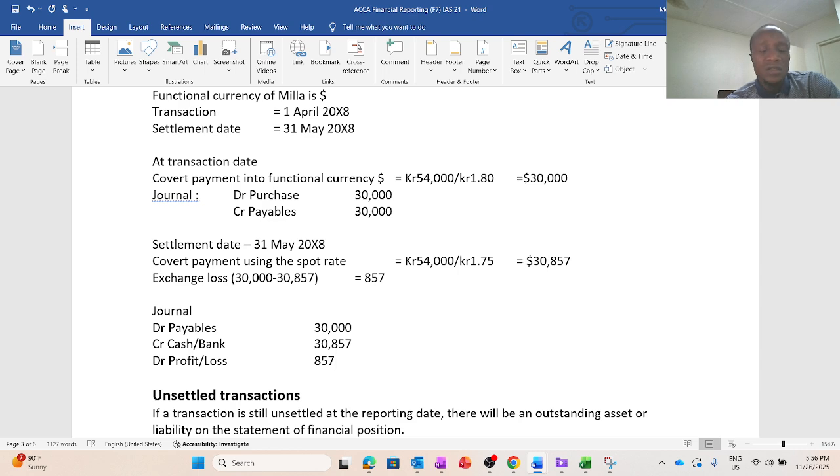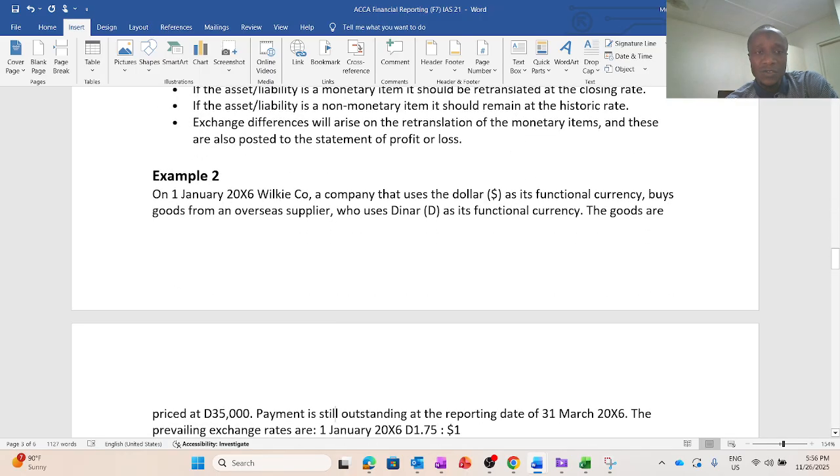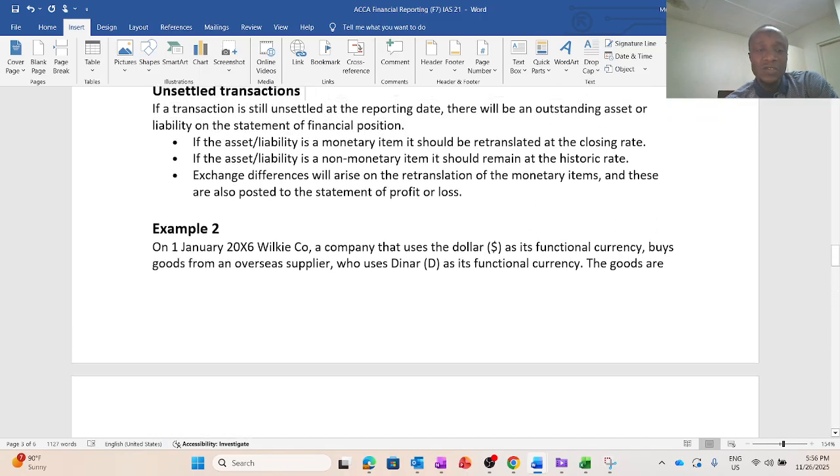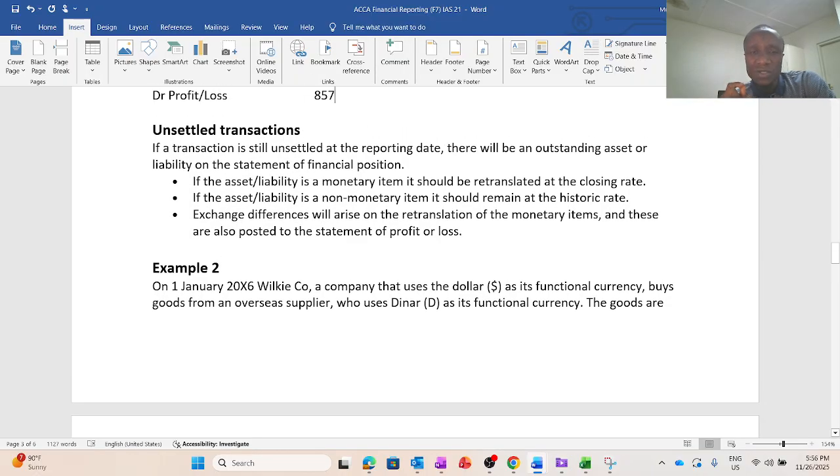So now we are going to look at unsettled transactions. For the first instance, the transaction is settled before the end of the reporting period, which is the 31st of May 2028. That is in between the reporting period. But now we are going to look at the point in time if the transaction is not going to be settled at the reporting date. What are we going to do? How are we going to retranslate that particular transaction? This is the unsettled transaction.